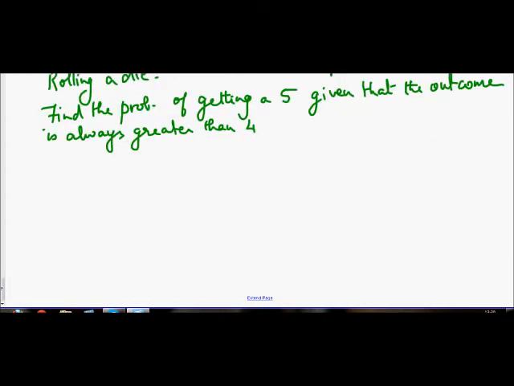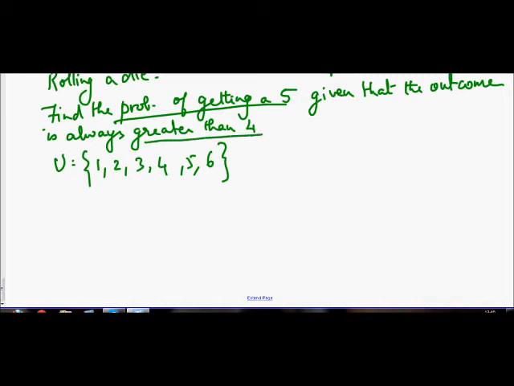When you're rolling a die, you know that you're going to concentrate on the outcomes greater than 4. Rolling a die, the universal set gives you 1 2 3 4 5, but I'm not going to consider the probability of getting a 5 from rolling a die, but I'm going to consider the probability of getting a 5 when the outcome is greater than 4, which means I'm going to use a new set which is part of the universal set, which is the sample space.